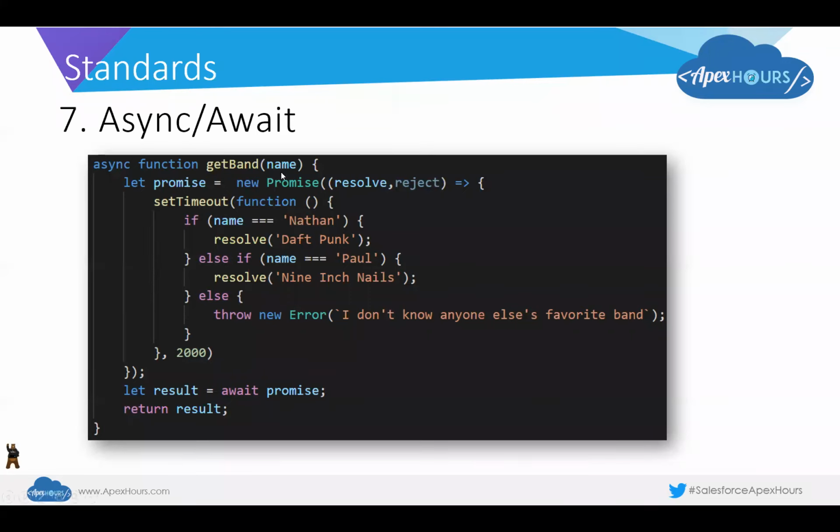And if you have a function that's asynchronous, you can make a call like this: let result equals await promise. So this is actually something that I've had to use. You know, I needed to manually generate URLs in LWC.